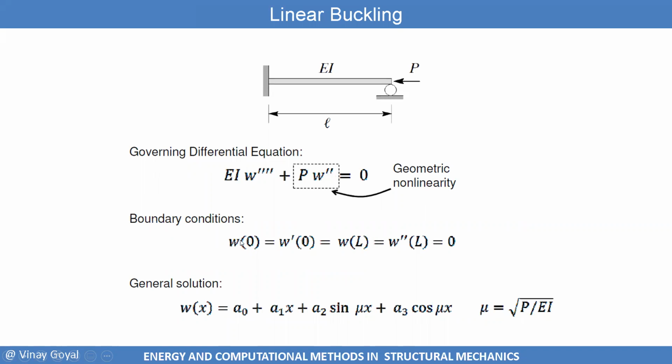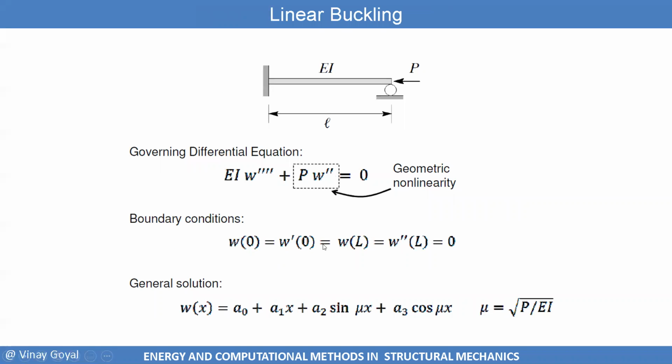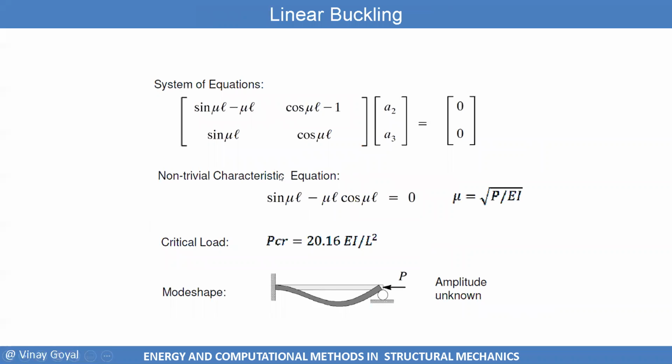The boundary conditions for this problem are clearly clamped here, and then it is also allowed to rotate here, so that's 0. And so now I have the general solution to this problem, and the general solution is this, if I want to solve it exactly. And you can go ahead and impose these boundary conditions to get the characteristic equation, which is going to give you the critical buckling load of 20.16 EI divided by L squared.